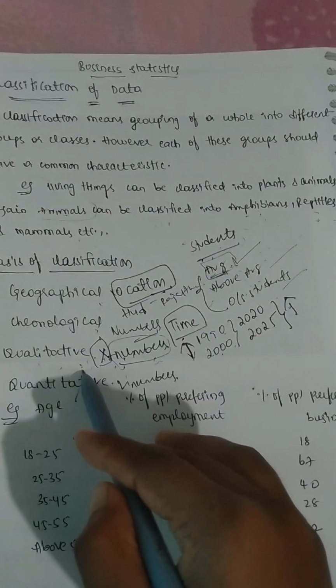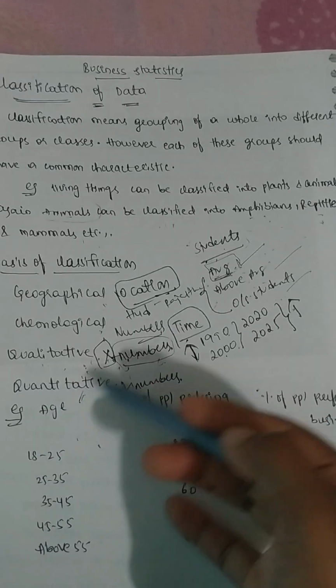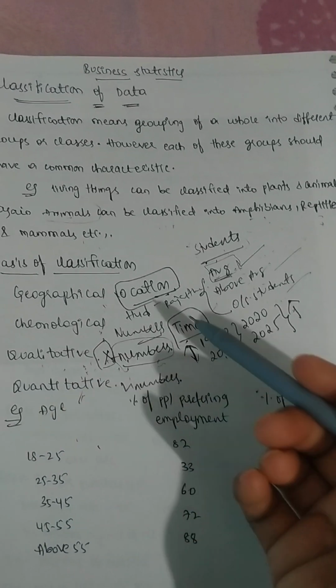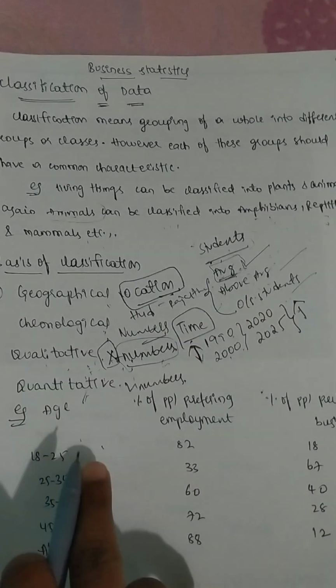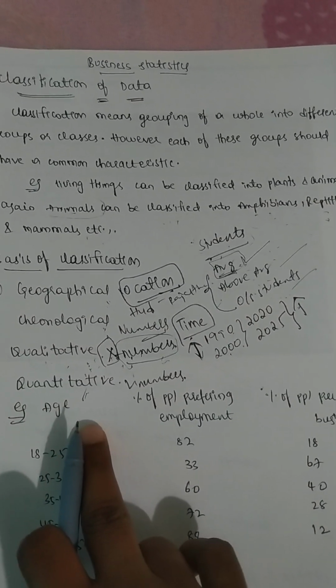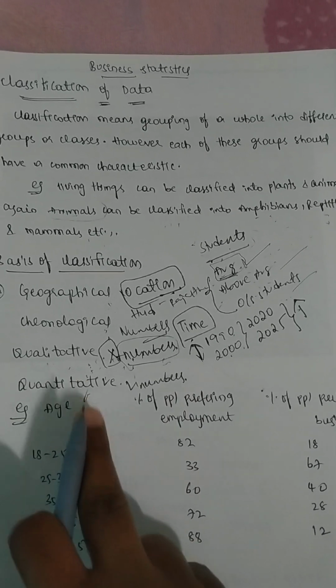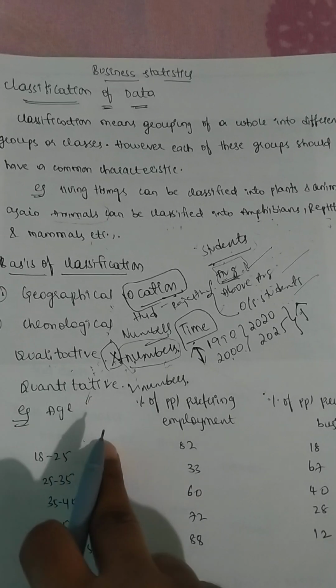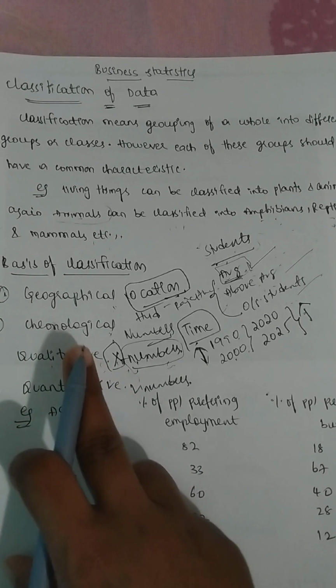You can take examples of such attributes: gender, male and female; marital status, married or single; education, literate or illiterate; occupation, business or housewife. In that way you can take examples. Whereas coming to quantitative classification, the data will be classified based on features which are capable of measurement. Here the measurement will take place. In the qualitative, the measurement will not take place.